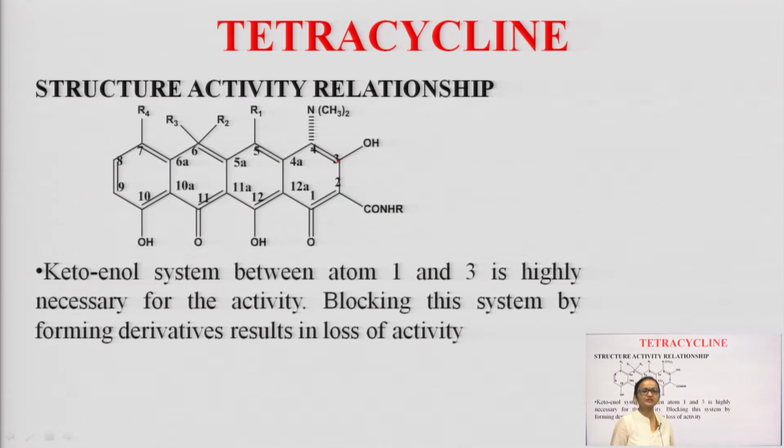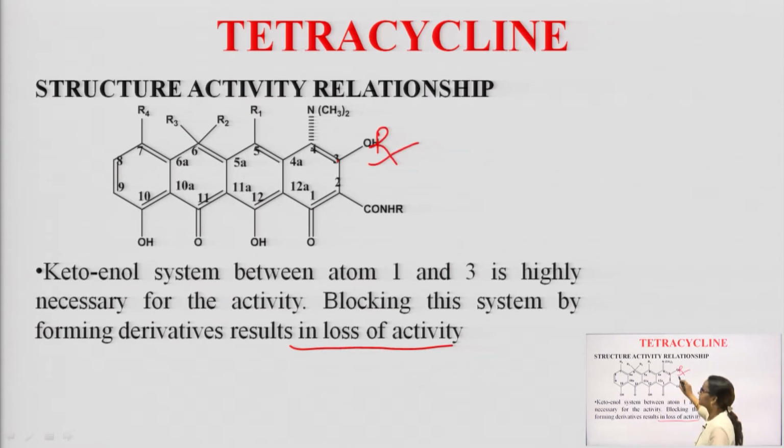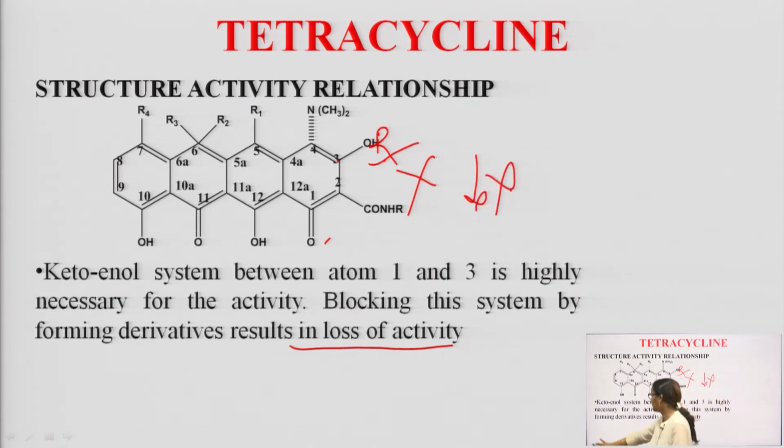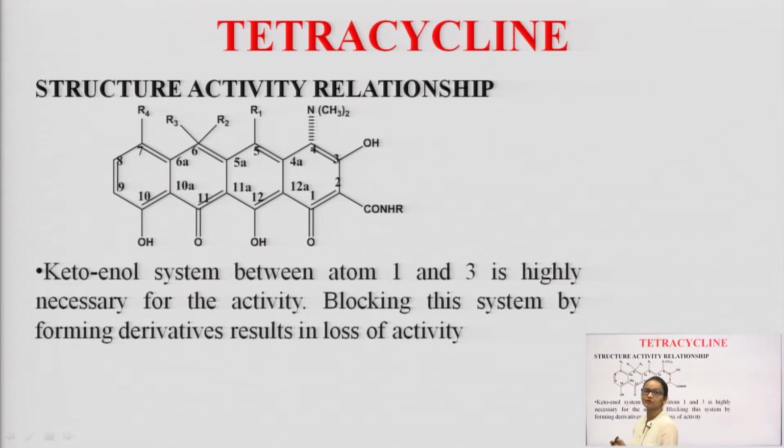If we block this keto-enol tautomerism, then it will result in loss of activity. For example, if we put any substitution here, OR, then this keto-enol tautomerism is inhibited, so activity will be lost. Okay. So, this is the first point, that keto-enol tautomerism is very important.